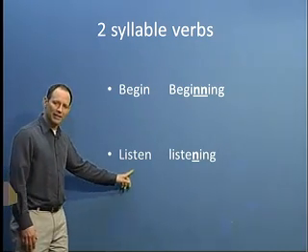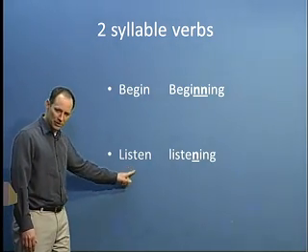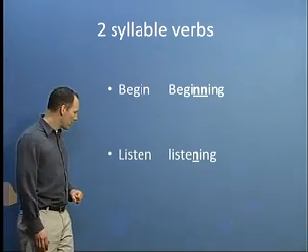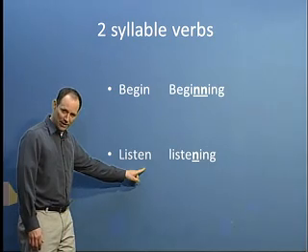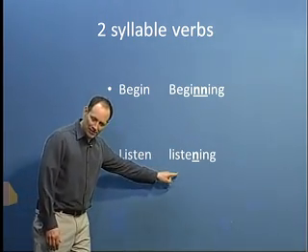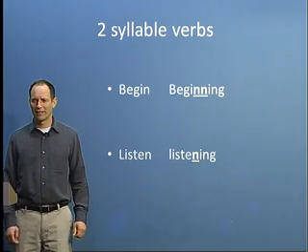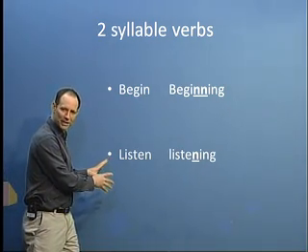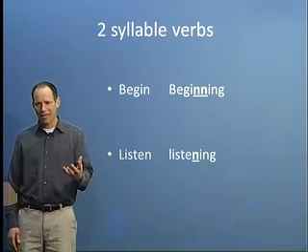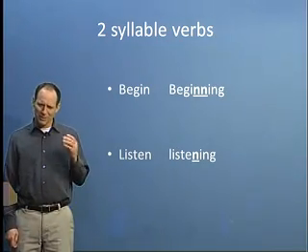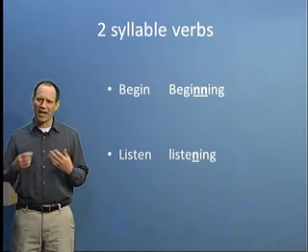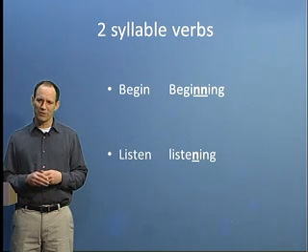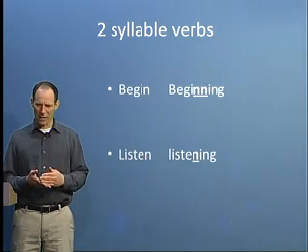Now I have the same thing, two syllables for listen. Listen. Two syllables. But then I have T-E-N, consonant, vowel, consonant, but I do not double that last letter. It seems like listen follows the rule, consonant, vowel, consonant. Why don't I double that last letter? This is where it gets a little bit messy. It has to do with the pronunciation, and it has to do with the syllable stress.